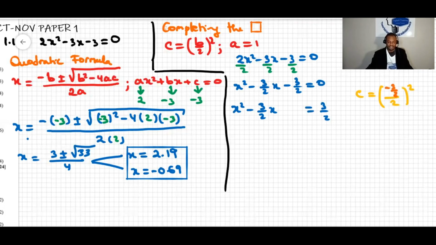Now, when we have this fraction, C will be equal to (negative 3 over 2 times 2) to the power of 2, so we can simplify this fraction like that. This makes C equal to (negative 3/4) to the power of 2, which makes C just 9 over 16.